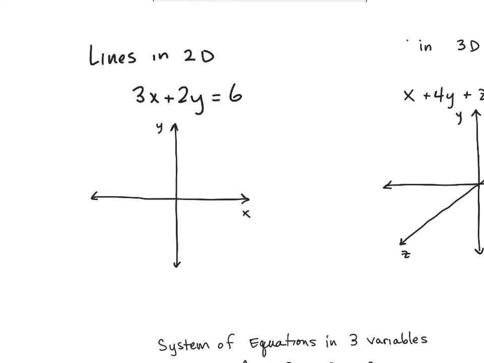So for example, with this line, if I wanted to find the x-intercept, I would let y equal 0. And if y is equal to 0, we would get x is equal to 2. So the x-intercept rather is 2. To find the y-intercept, we'd let x equal 0, and if x is equal to 0, we would have y is equal to 3. So there's our x and y-intercepts, and then we end up connecting them to draw the straight line in a 2-dimensional Cartesian plane.